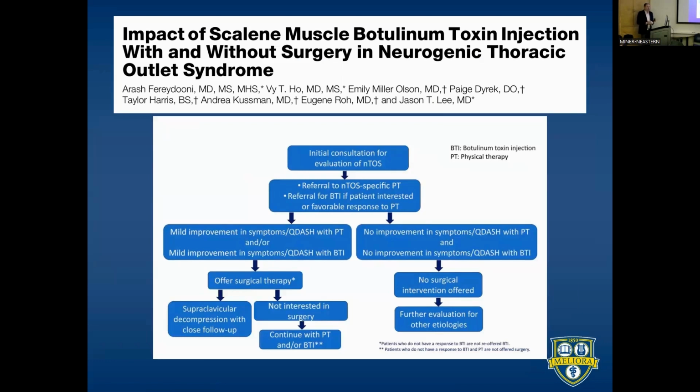I send them for a scalene Botox injection because my theory, and there's some literature to support this, but it's not very good. My theory is that if I paralyze the scalene and they get better, that's a pretty good indicator that if I cut this scalene, that they'll get better. So I really don't have anything else to offer them. They have normal EMG, they have a normal MRI, they have normal vascular studies. They have a normal cervical MRI. I don't know what to tell you to do other than try this.